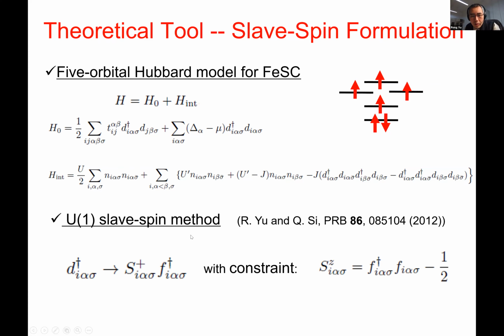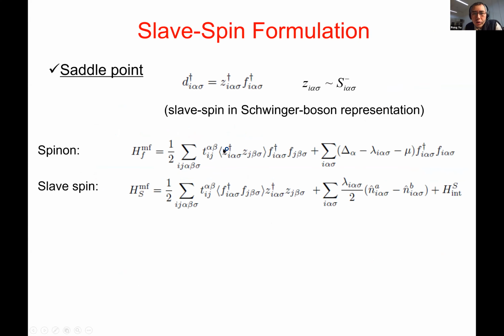And in the U(1) slave spin theory, we introduce a quantum spin-1/2 operator to carry the charge degree of freedom, and also a fermionic spinon operator to carry the spin degree of freedom, and rewrite the electron creation operator in terms of this slave spin and this fermionic spinon operators. And we also introduce a constraint to limit the Hilbert space in the physical sector. And to get the saddle point solution, we rewrite this electron creation operator in terms of the Z dressed slave spin operator and a fermionic spinon operator. So here the dressed operator is proportional to this slave spin operator previously introduced.